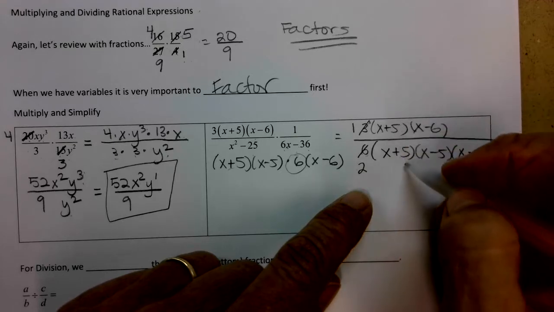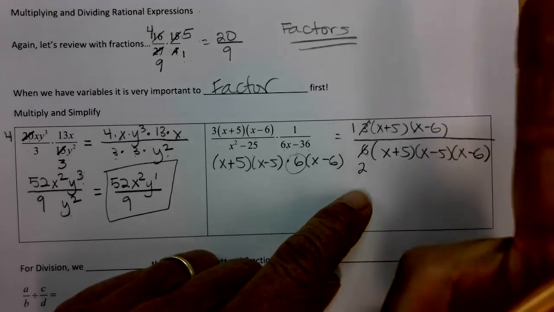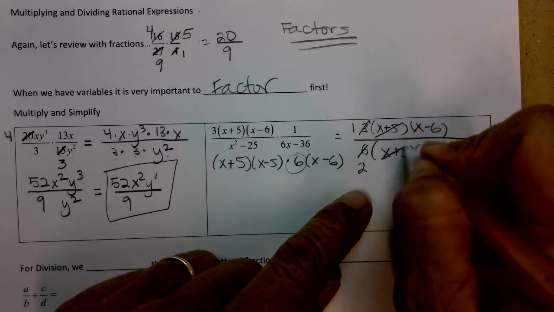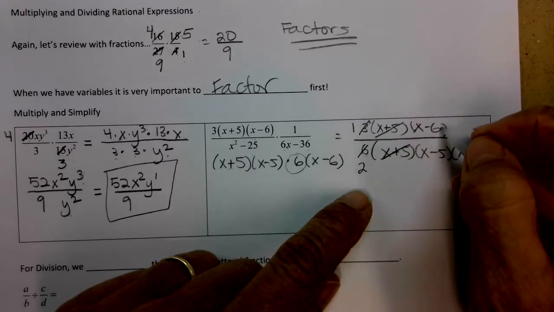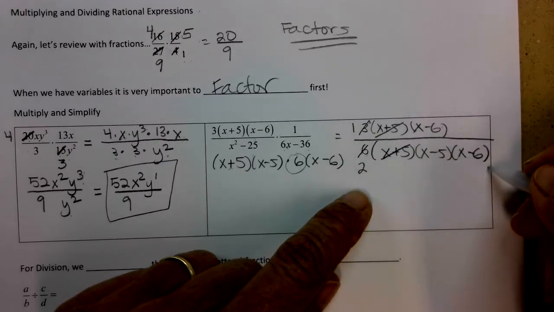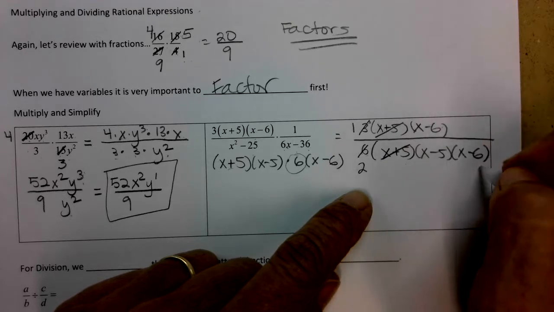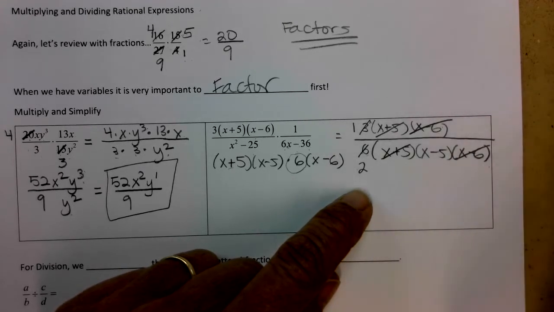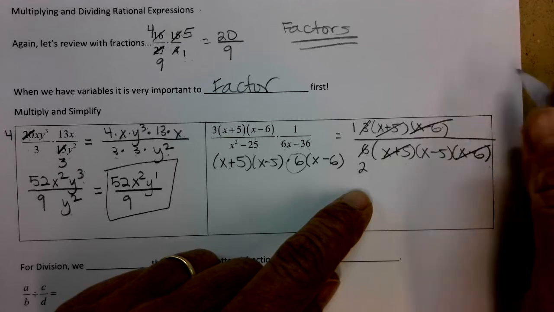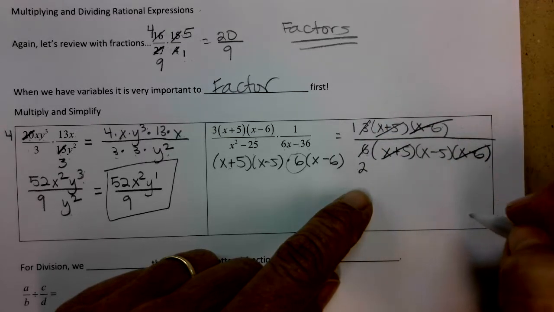X plus 5 over x plus 5, right? That cancels. That's just a 1. And then I have an x minus 6 on top and an x minus 6 on the bottom. Again, all multiplying in there, so I can cancel those. And I don't see anything else that's left.